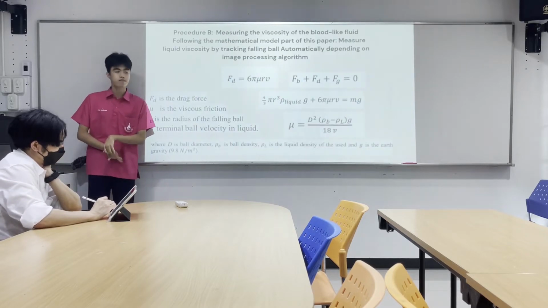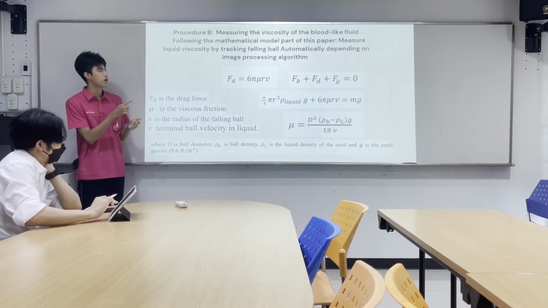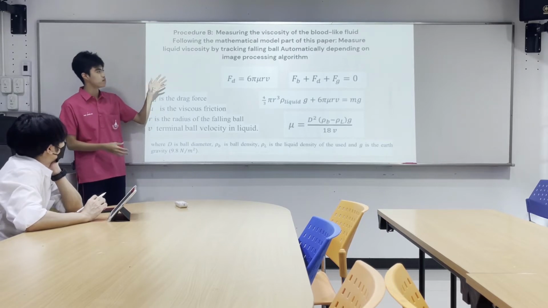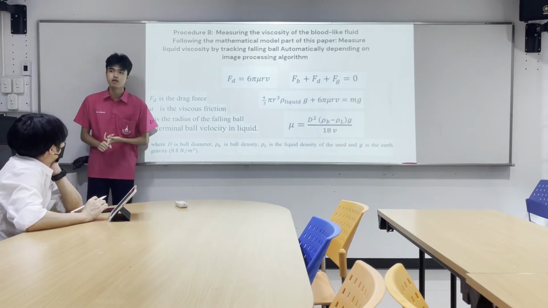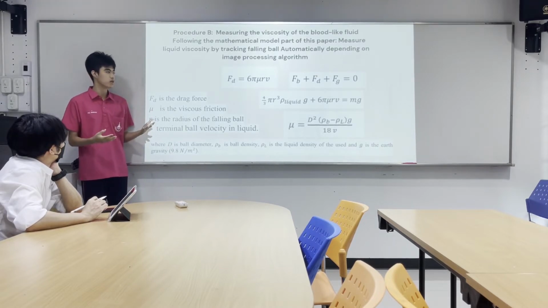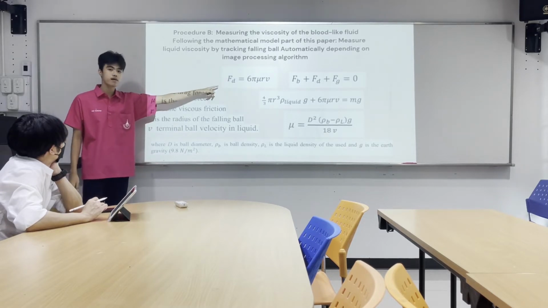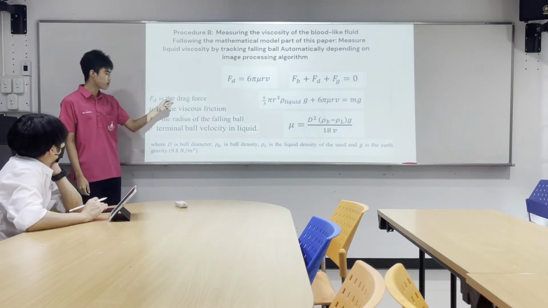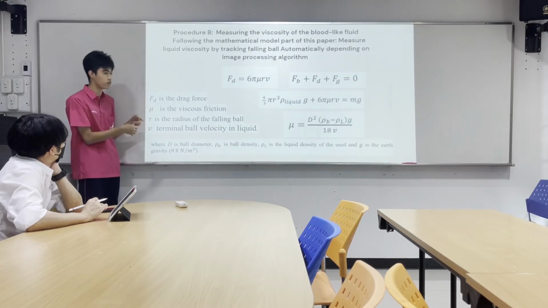So in procedure B, I have to measure the viscosity of the blood fluid following the materials part of the paper that Peerapat just mentioned. Then they extract the falling ball automatically depending on an image processing algorithm. So it has a formula here. Let me explain the formula first. This one right here is Stokes' law, and this F_D right here is the drag force. Mu is the viscosity. This is the thing that we want to find. We are going to find the viscosity of the fluid.